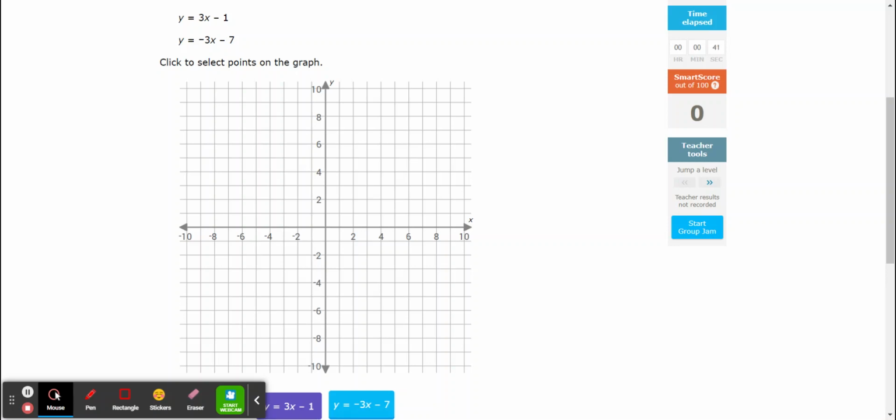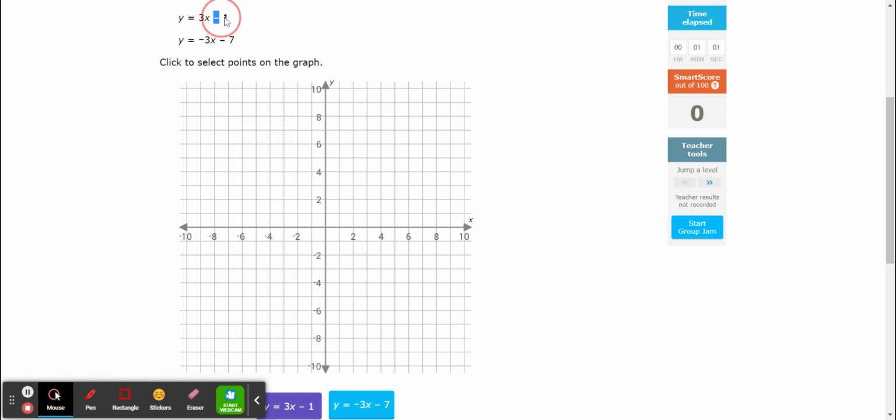Okay, so quick review over graphing systems of equations. I have my two equations and I need to graph them both, but I'm going to start with the first one, y equals 3x minus 1. Now these are both in slope-intercept form, so I start with graphing my y-intercept.